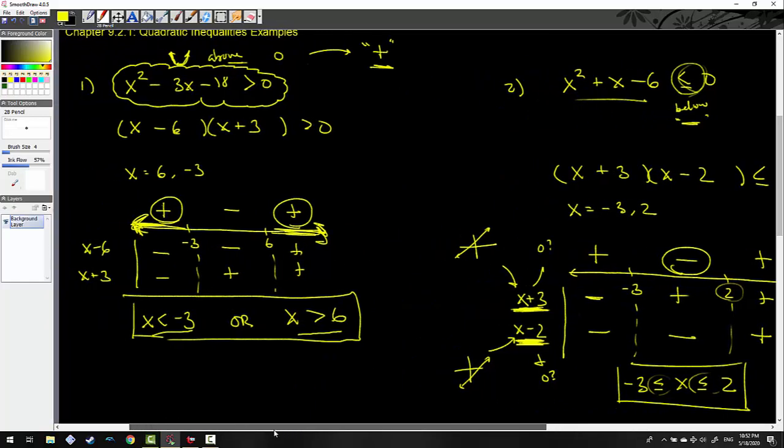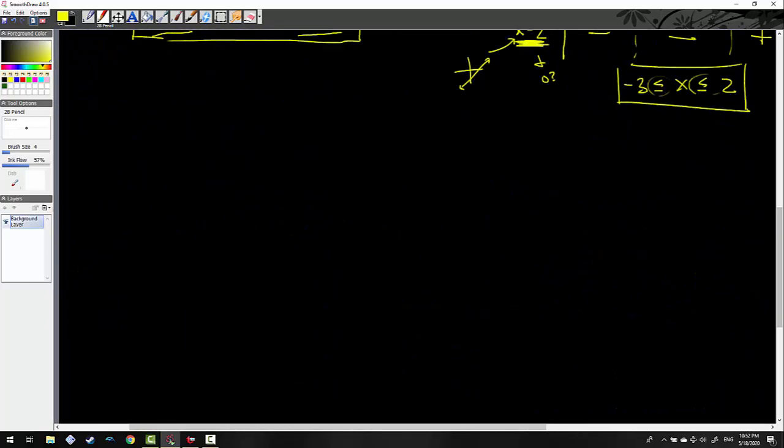Okay, so let's do another example of this because it starts getting a little dicey when you get into coefficients that are not 1. So if I give you something like this, 2x squared minus 5x, greater than 3. Pay special attention to this example. There are a couple of snags about it. One is that you don't have a coefficient of 1 anymore.